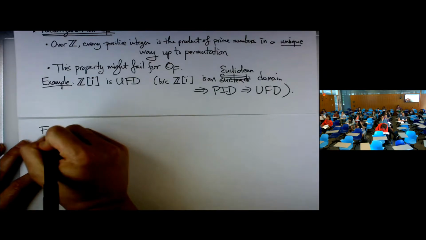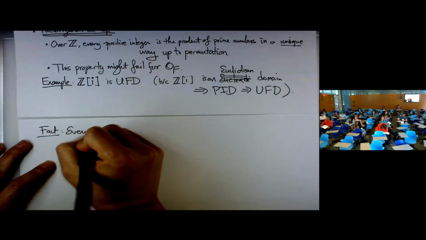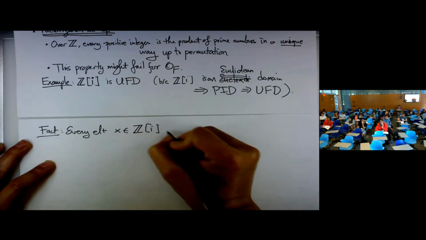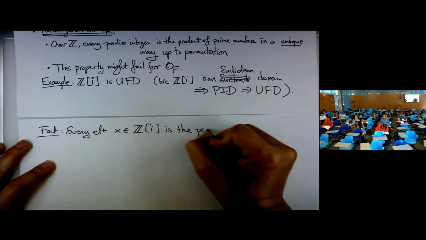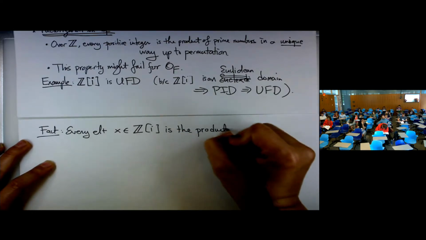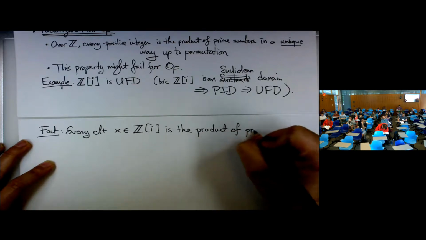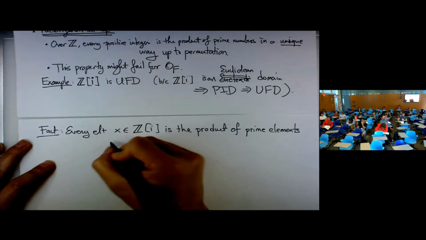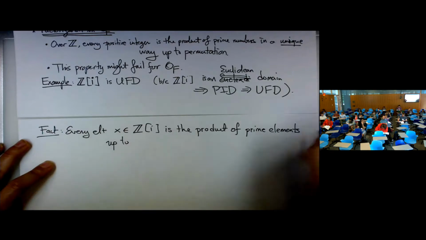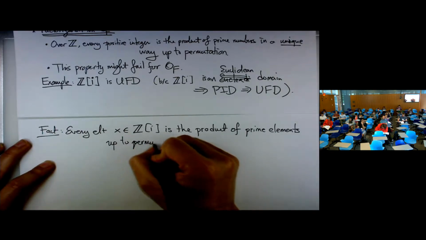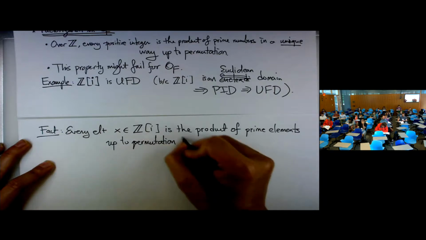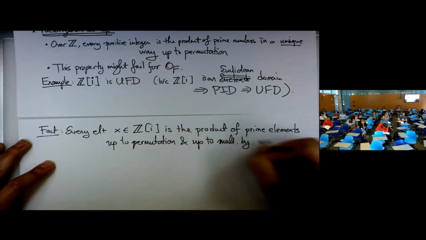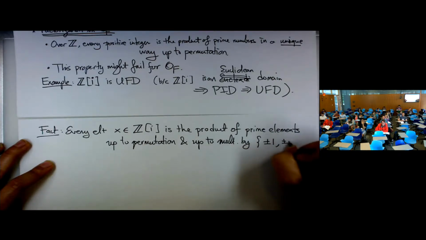But here's a fact. Every element, let me call it x, in Z[i] is the product of prime elements, up to permutation and up to multiplication by a unit. I'll list the prime elements later on. In my case, the units are just plus or minus 1, plus or minus i.